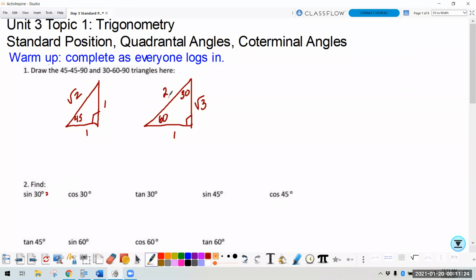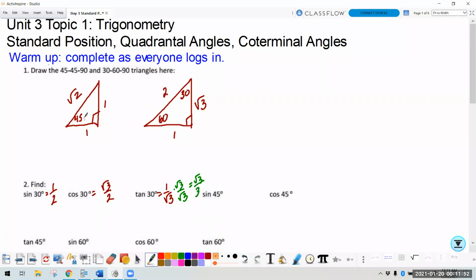sine of 30 is opposite over hypotenuse. Excuse me. Cosine of 30 is adjacent over hypotenuse. Tangent of 30 is opposite over adjacent. This one we have to fix. I hope you rationalized your denominator. And we get root 3 over 3.